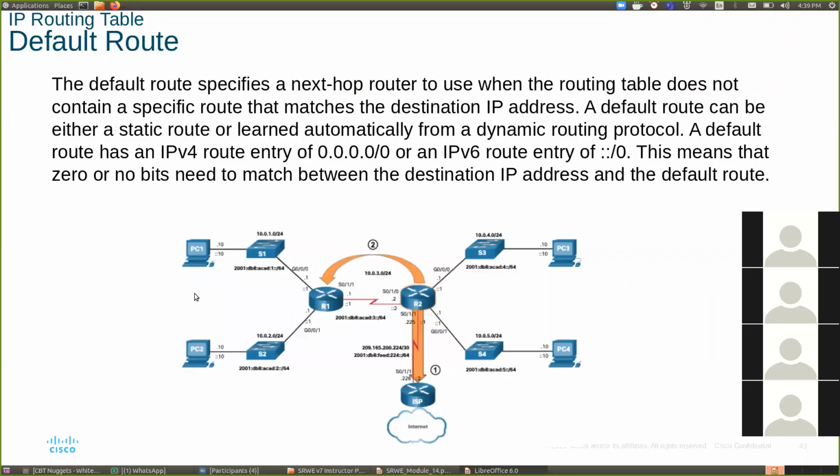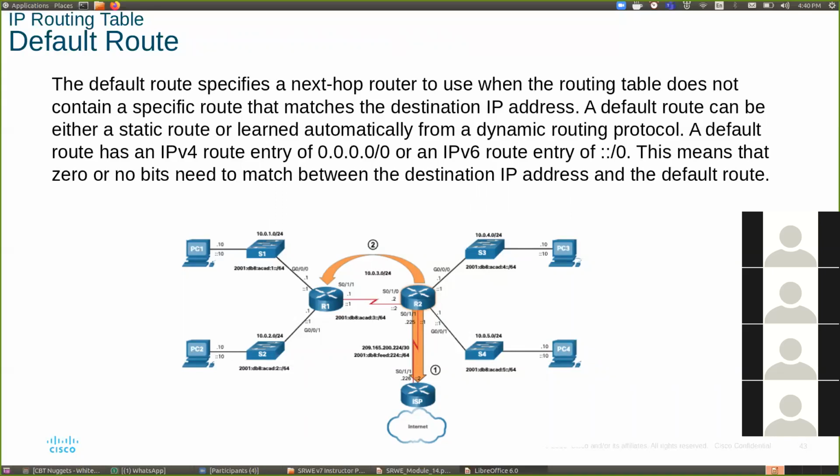So we move on to default route. In essence, a default route is represented by 0.0.0.0/0 for IPv4, and for IPv6 it is ::/0. What a default route means is you are telling the router that if you come across any packet whose destination you don't know, or you don't have an entry for its destination in the routing table, send it to a particular exit interface. Is it clear? That is the simplest definition of it.